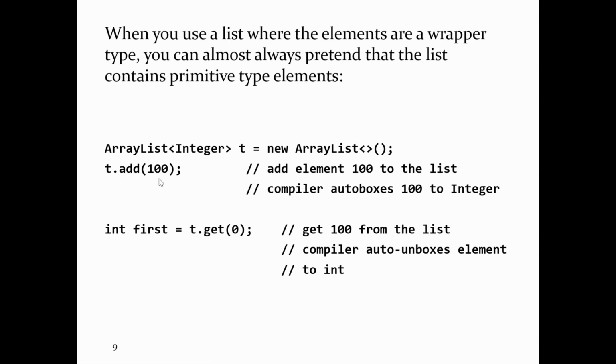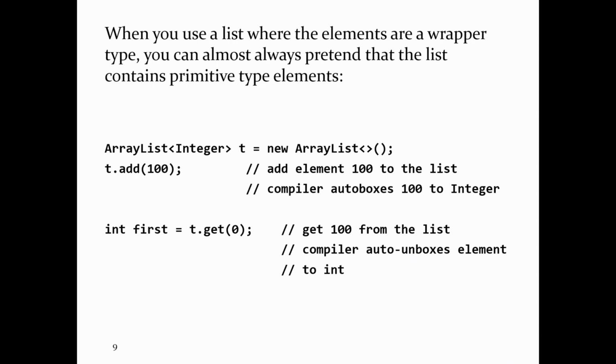When you add an element to a list, the type of the element should be the same as the element type of the list. Now 100 is an int, it's not an Integer. But the compiler automatically wraps that int up into an Integer object for you and adds the Integer value 100 to the list. So autoboxing happens here.